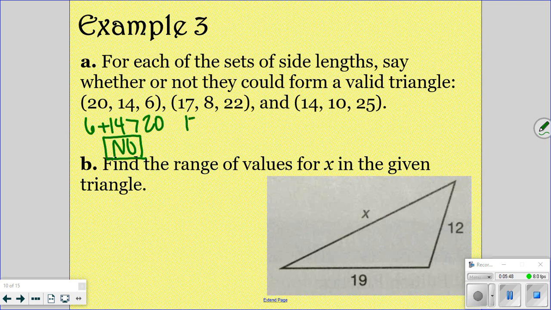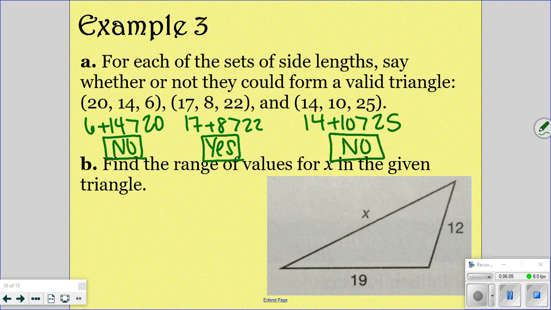Okay, is 17 plus 8 greater than 22? Yes. So this does form a triangle. And then on this last one, the smaller sides are 14 and 10. Is that greater than the third side? No. So that does not form a triangle. So that's how it works.